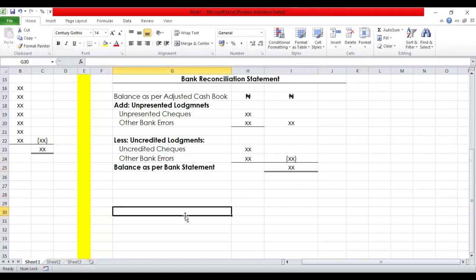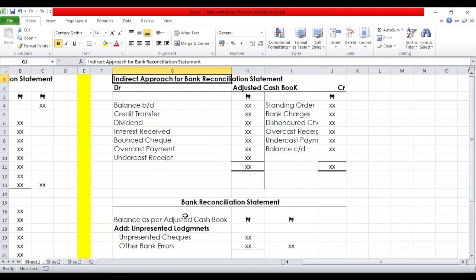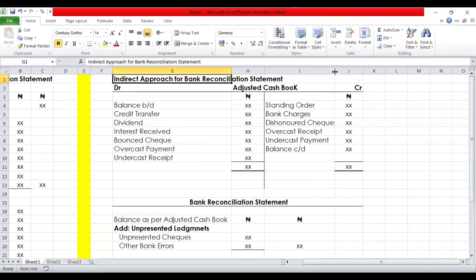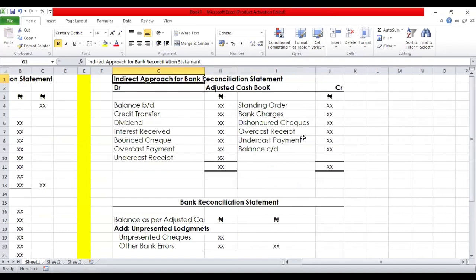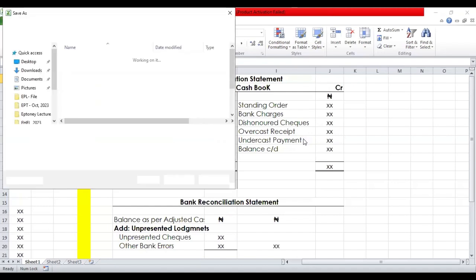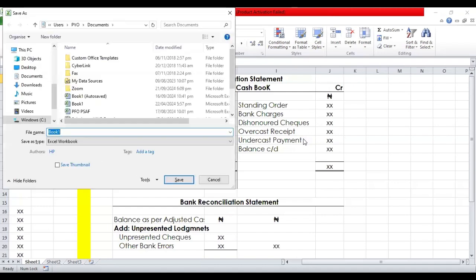Any question, please? Hello? Yes, sir. Hello, sir. Yes? And please, can you give an example of the other bank errors? Yes. Any example? Now, in this scenario, I need to make it clear to all of you that you need to have an idea of what bank error is. I mean, what error is all about. Are you with me? Yes, sir.